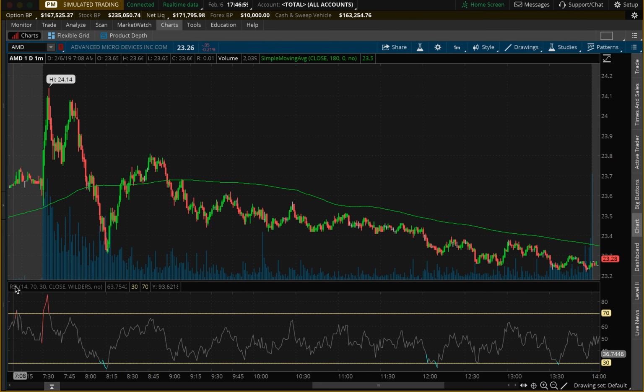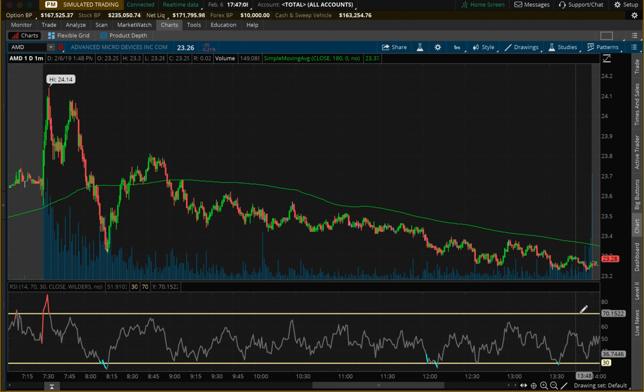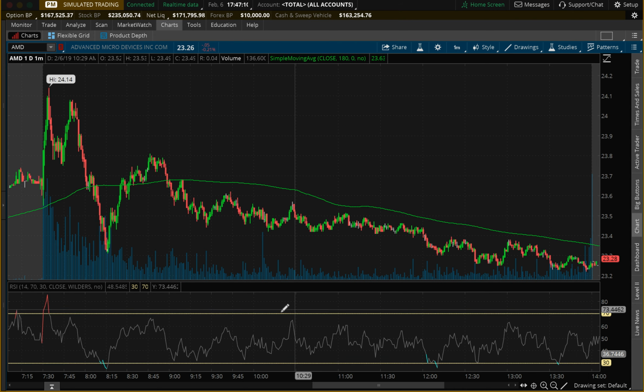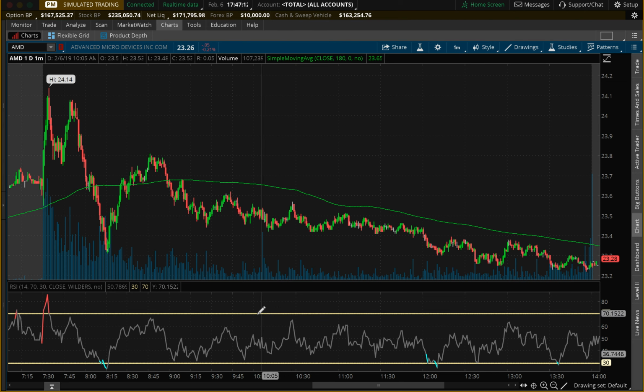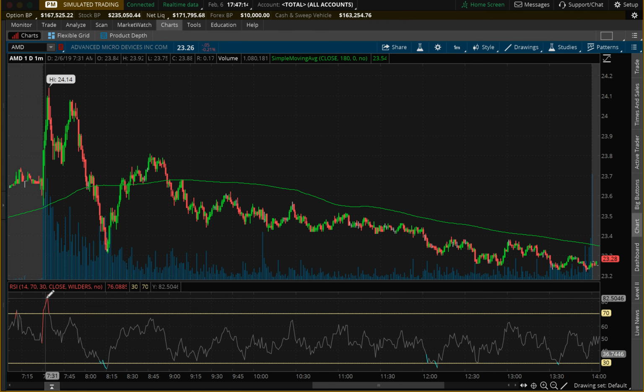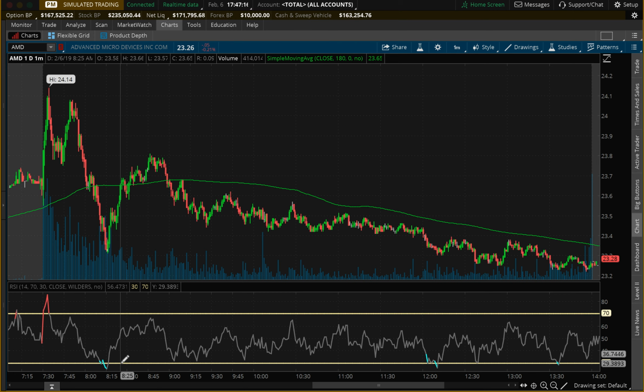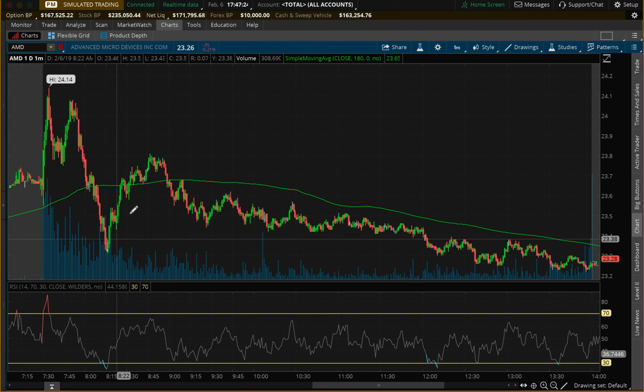So right here is the RSI, the Relative Strength Index. It shows the strength of a stock and whether it's overbought or oversold. Overbought is anywhere above 70. You can see there's a white line here at 70, and that's when it turns red. Down here at 30, that's when it's oversold and the RSI turns blue. And you can see this sort of moves with the price trend of the stock.